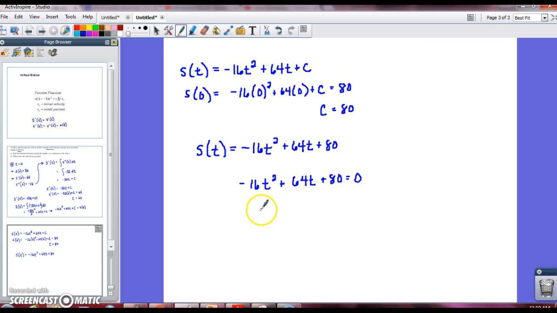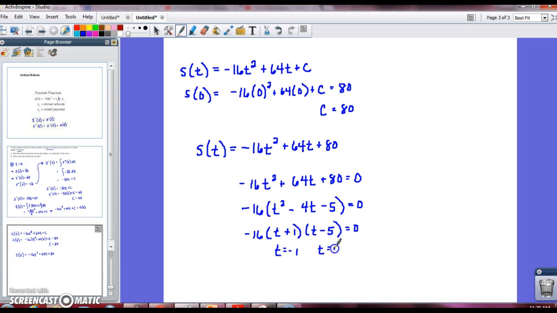Okay, so if I go ahead and factor, I can factor out a negative 16, and that leaves me with t squared minus 4t minus 5 is equal to 0. And that would give me negative 16 times t plus 1 times t minus 5. And if I solve both of those, I get t equals negative 1, t equals 5, and we can't have a negative time, so I know that at t equals 5 seconds after the ball is thrown is when it will hit the ground. That's how you approach one of those problems.